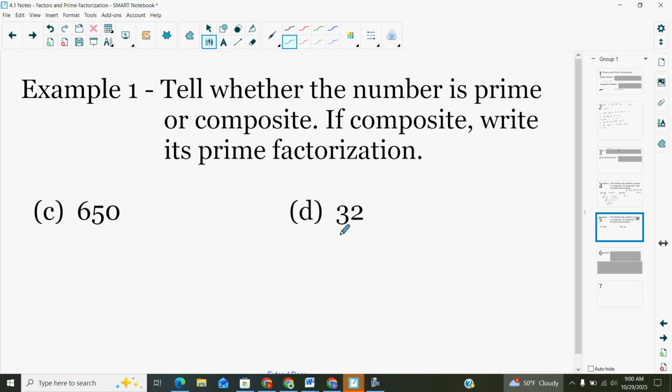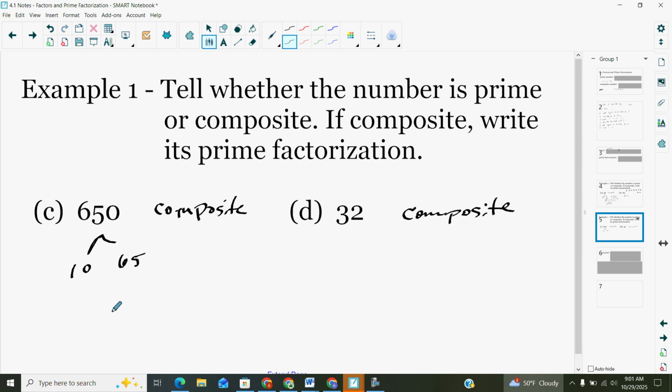Parts C and D. This one ends in a 0, so I know it's divisible by 10. This is composite. This one ends in a 2. It's even. This is also composite. Let's work through the prime factorization. Because it ends in 0, it's divisible by 10. 10 times 65 gives us 650.